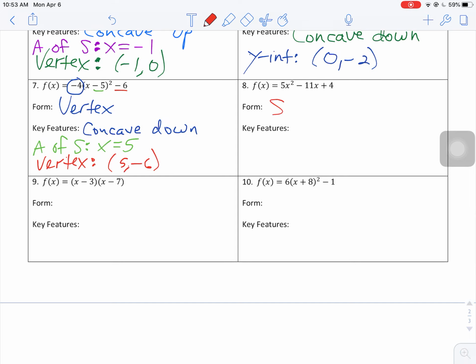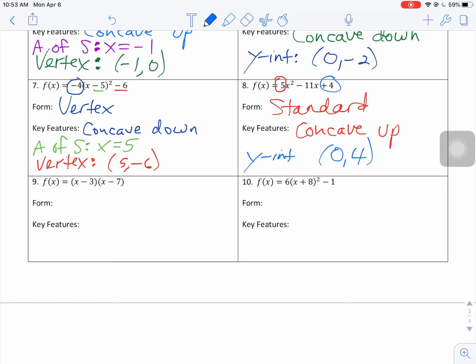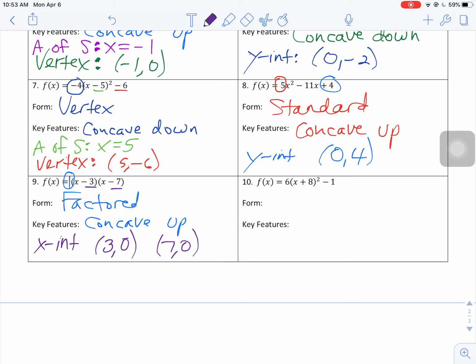Number 8, standard form. So no parentheses. Concave up because of the positive a value of 5. And then the y-intercept is always the c value in the back. So (0, 4). Number 9, factored form. Concave up because of the invisible 1 as our a value in the front. X-intercepts are the opposites of the numbers inside the parentheses. So we have (3, 0) and (7, 0).